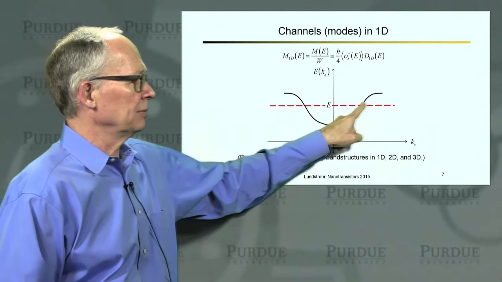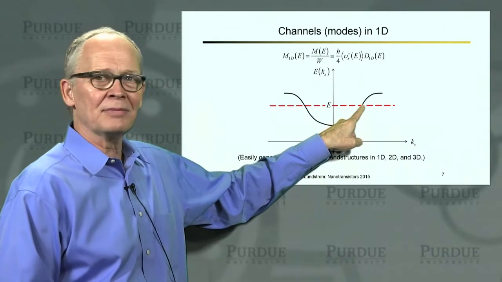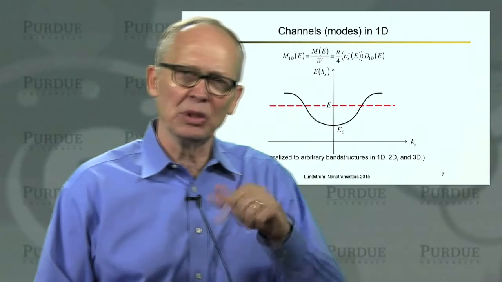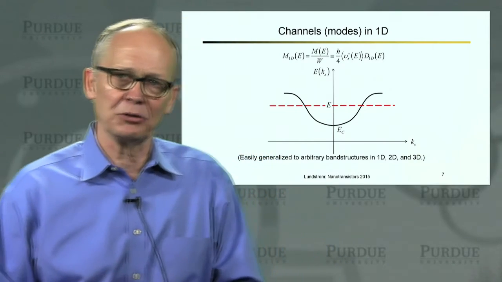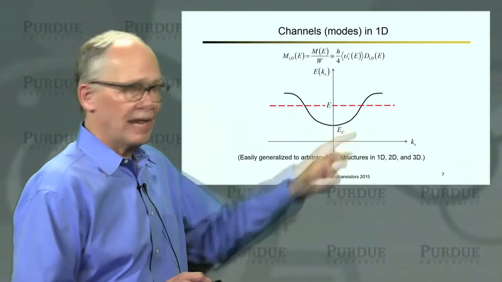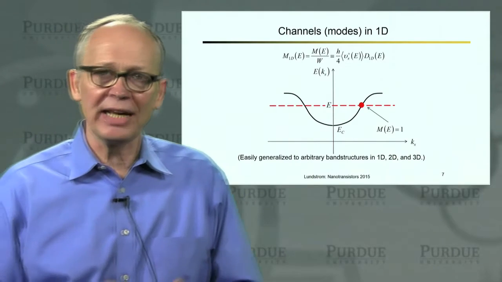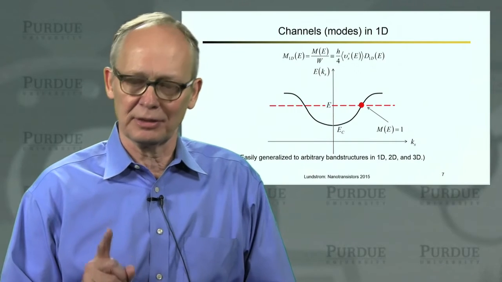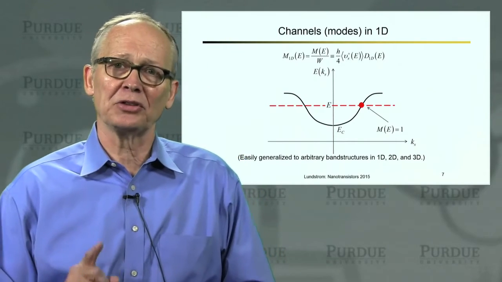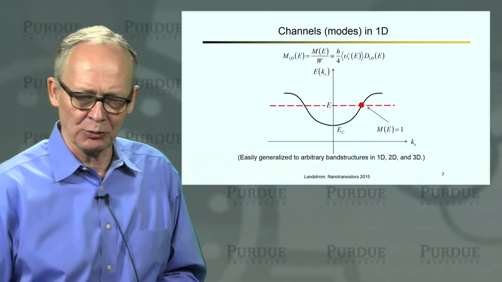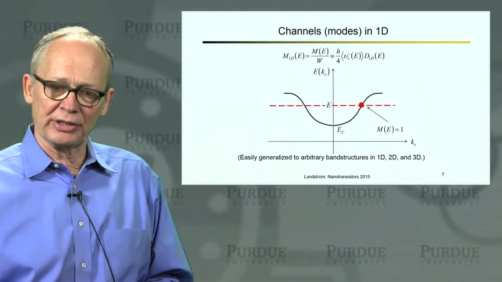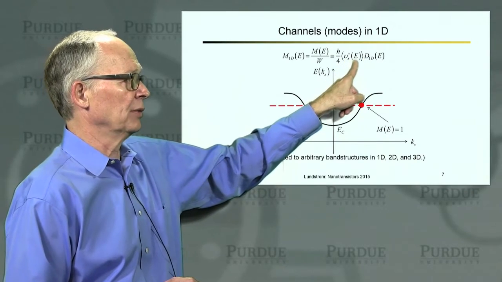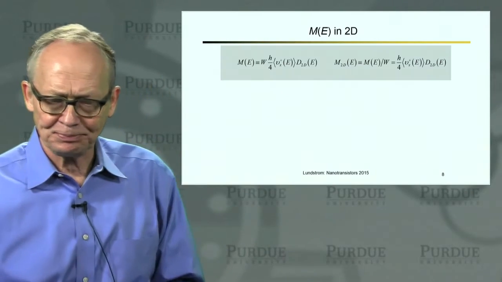And if I look at that, there is one place where there is a state at that energy, so I would have one state. Two if I would count spin, but we're going to account for spin later on. So what we have here is we would say M at this energy is 1. We have one channel for current to flow, or sometimes people call this a mode. It's like a confined mode in a waveguide. So that's the interpretation of M. And we can figure out M in any case if we know the velocity and the density of states.